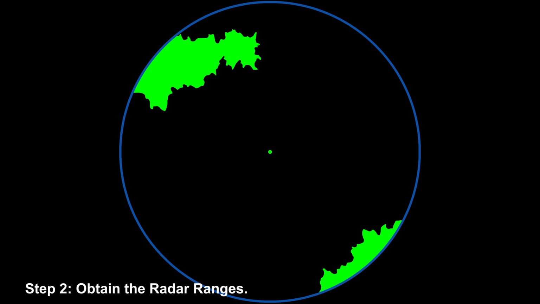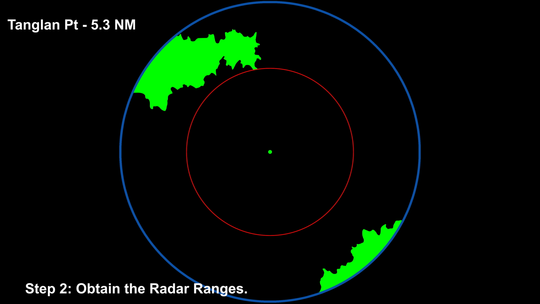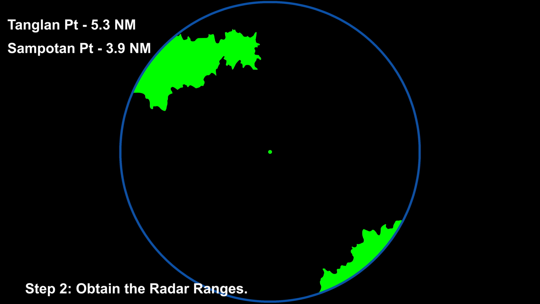Step 2. Obtain the radar ranges. Next, use the radar variable range marker to measure the range from the vessel to each selected target. The range from own ship to Tanglan Point is 5.3 nautical miles. The range from own ship to Sampotan Point is 3.9 nautical miles. Make sure the radar ranges are read carefully and recorded accurately.